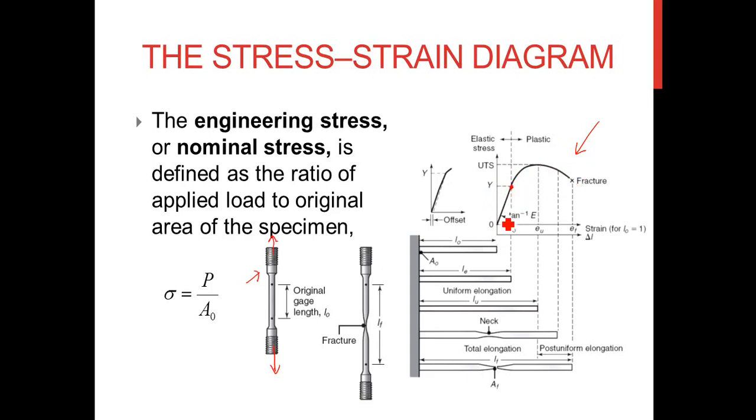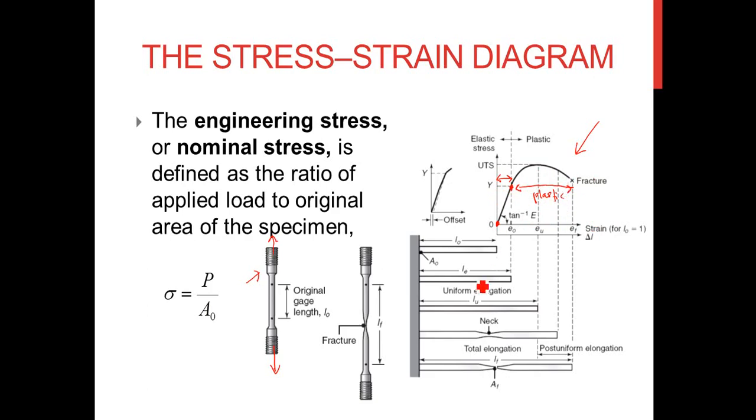This linear line, we call it the elastic region. It means that from the starting point 0 to point y is the elastic region. After point y, up to the fracture point, this is what we call the plastic region. The plastic region is identified when the deformation becomes non-linear.